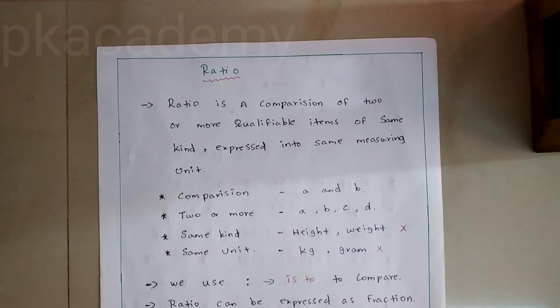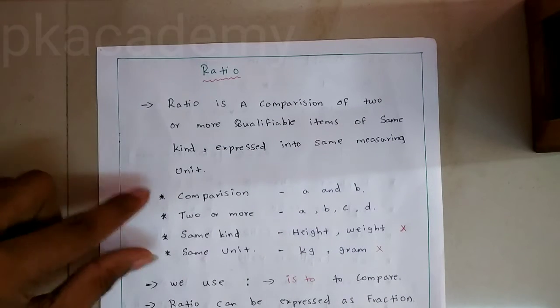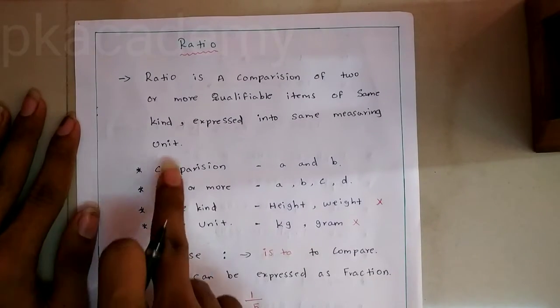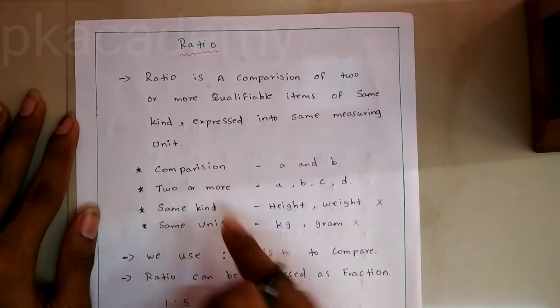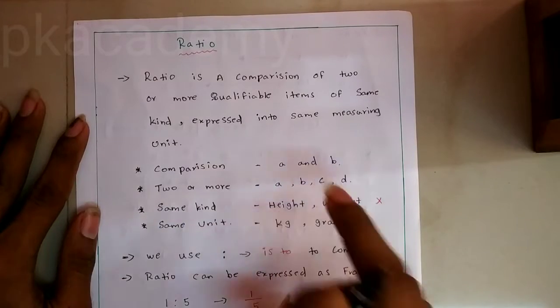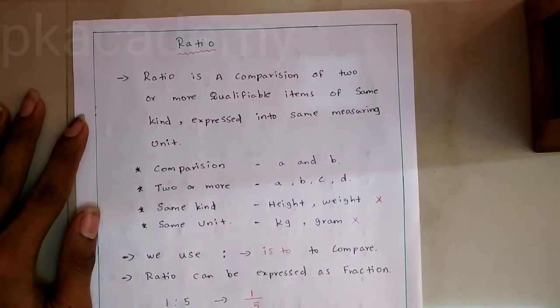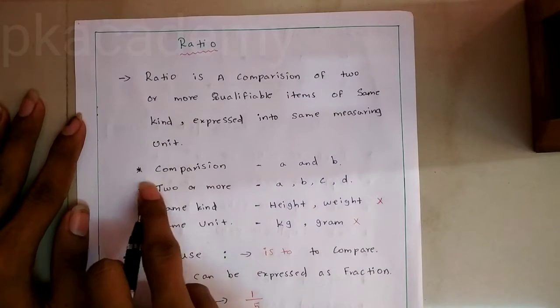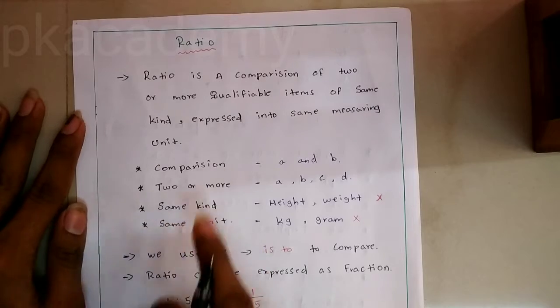If you want to understand the definition more clearly, we can divide the definition into four parts. First, they say ratio is a comparison. So we compare some items. It can be A and B, or X and Y, or P and Z. It can be the height of a man, and it can be anything. So basically, ratio is a comparison.